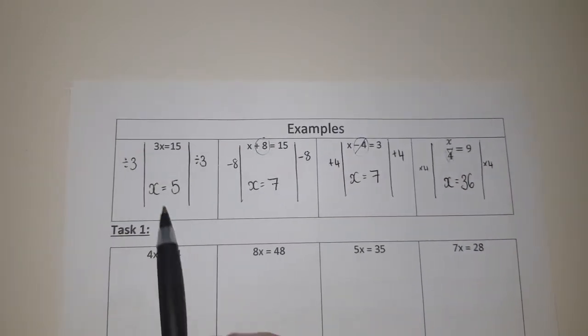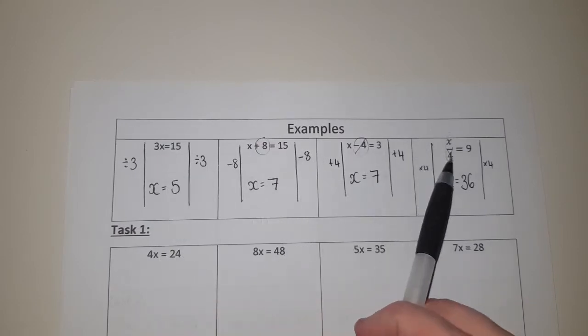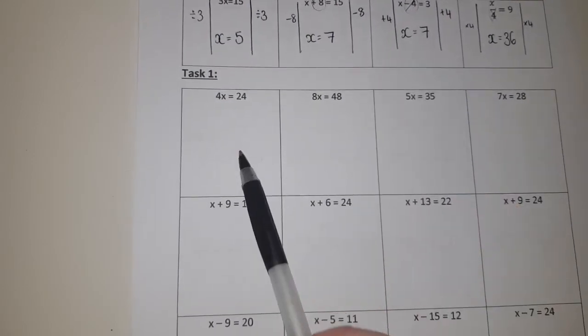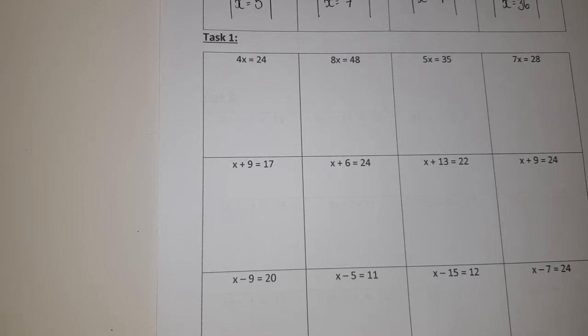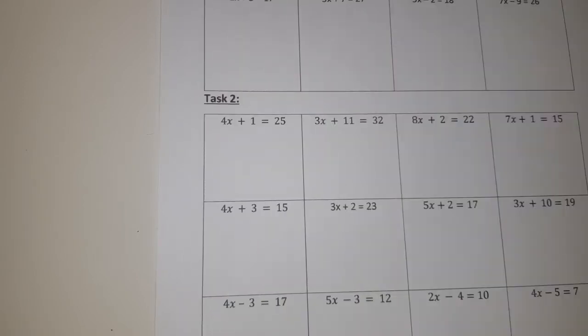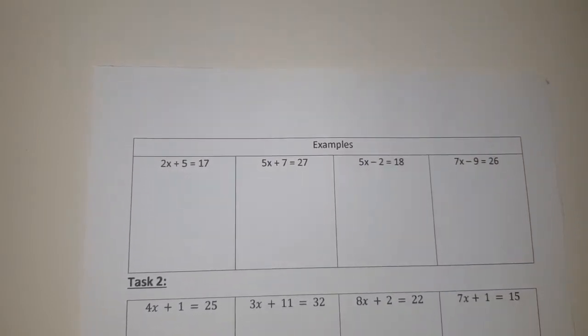Okay, so you've got an example of each of how to get rid of a multiply, an add, a subtract and a divide, which matches the multiply, the add, the subtract and the divide that you've got in task 1. I'd pause the video at this point, have a go at these, and then when you're ready, we're going to have a go at the next set of examples ready for the next page.